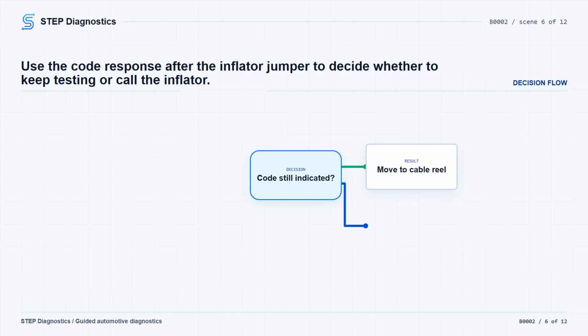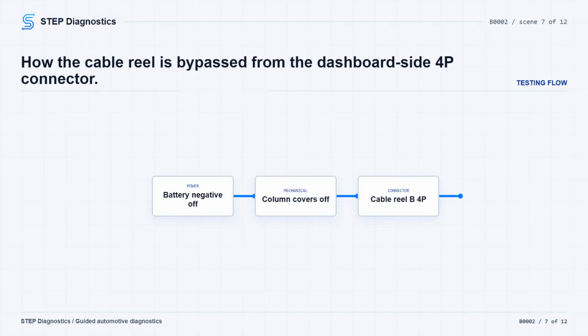Clear the codes with the HDS. Turn the vehicle to on mode. Wait for 10 seconds and check again for B0002-13. If the code is still indicated, keep moving down the path. If the code is not indicated with that jumper in place, the diagnostic call is a faulty driver's airbag second inflator. Replace the driver's airbag, then clear the code. If B0002-13 stayed active during the inflator check, move to the cable reel check.